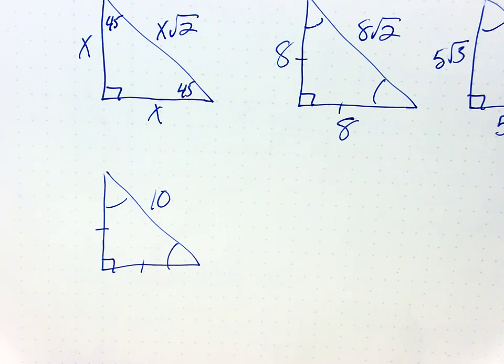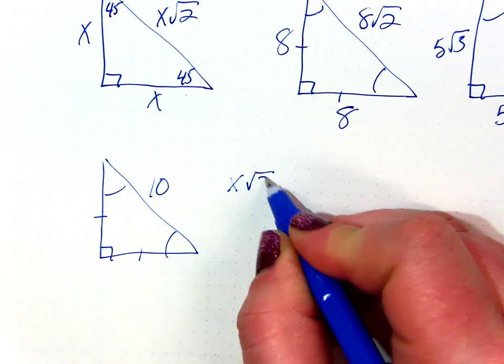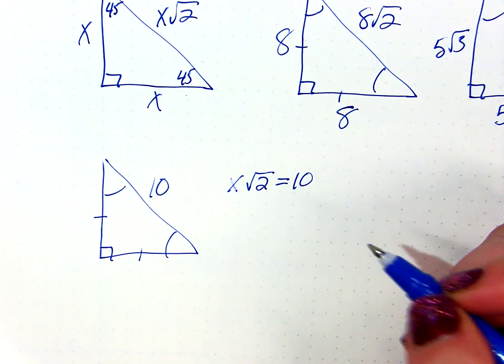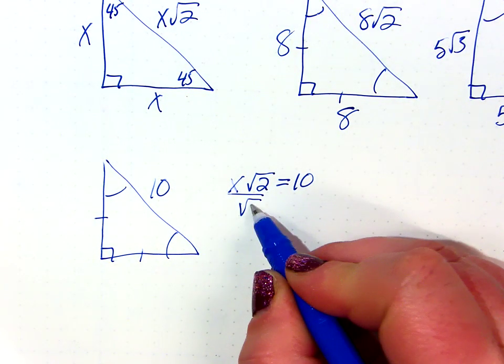So you were thinking, what would you multiply by root 2 to get you 10? Really, that is an equation. What do I multiply by root 2 to get me 10? Can't you solve that equation now? Yeah, just divide both sides by root 2.